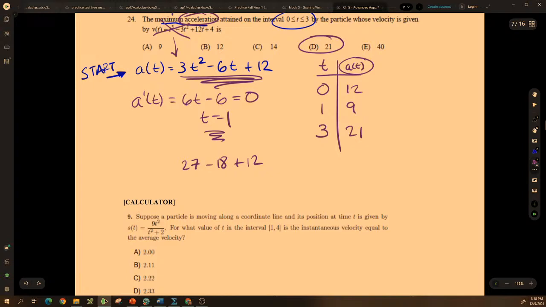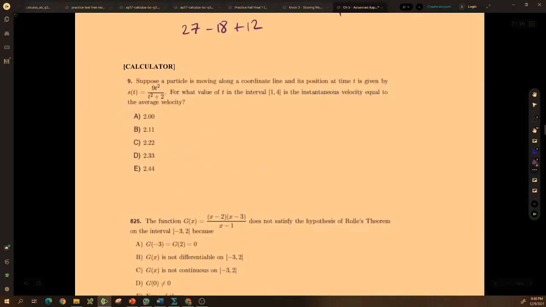Next one, this is from a textbook that I used to use, and I really like this textbook, but I thought it was just a little bit too difficult, and so I switched over to what we have currently. Actually, both of these questions are from that textbook.